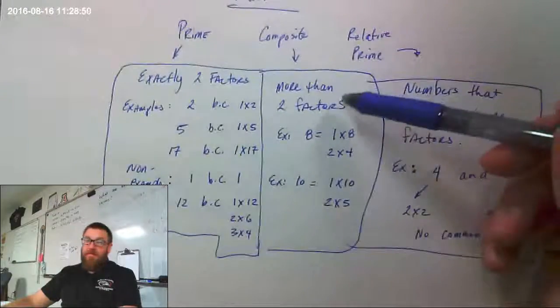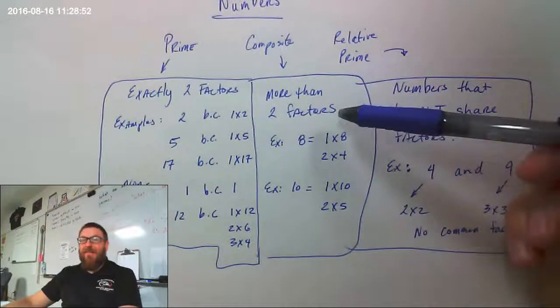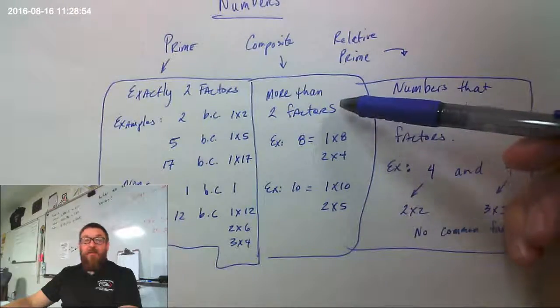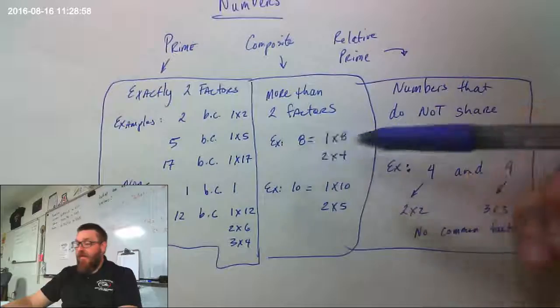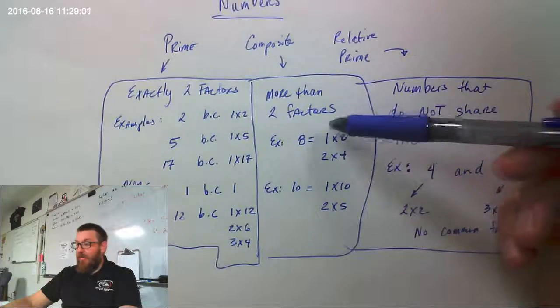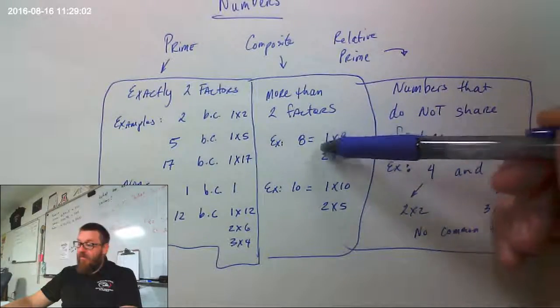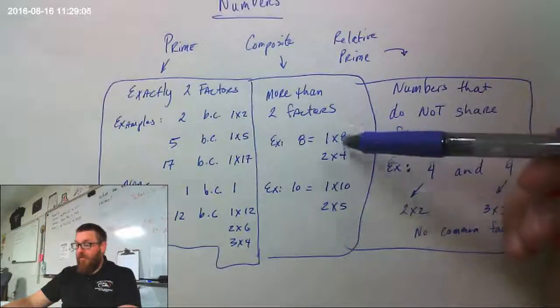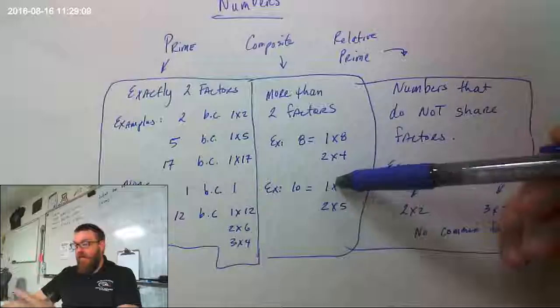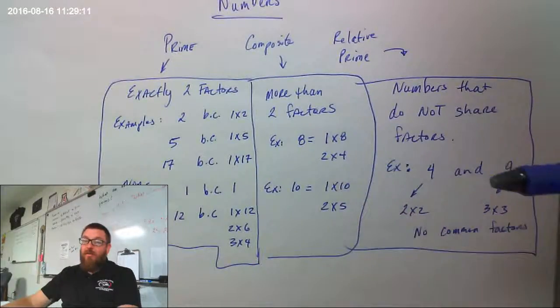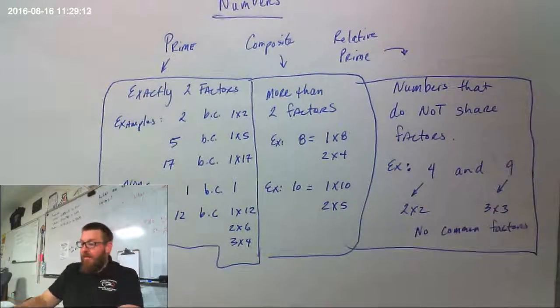Okay? Now, in case you haven't picked it up yet, composite numbers are numbers that have more than 2 factors. Some examples would be 8. 8 is composite because 1 times 8 is 8, and so is 2 times 4. So here's 2 factors, there's 2 more, not prime, composite. 10 for the same reason. 1 times 10 is 10, and so is 2 times 5.